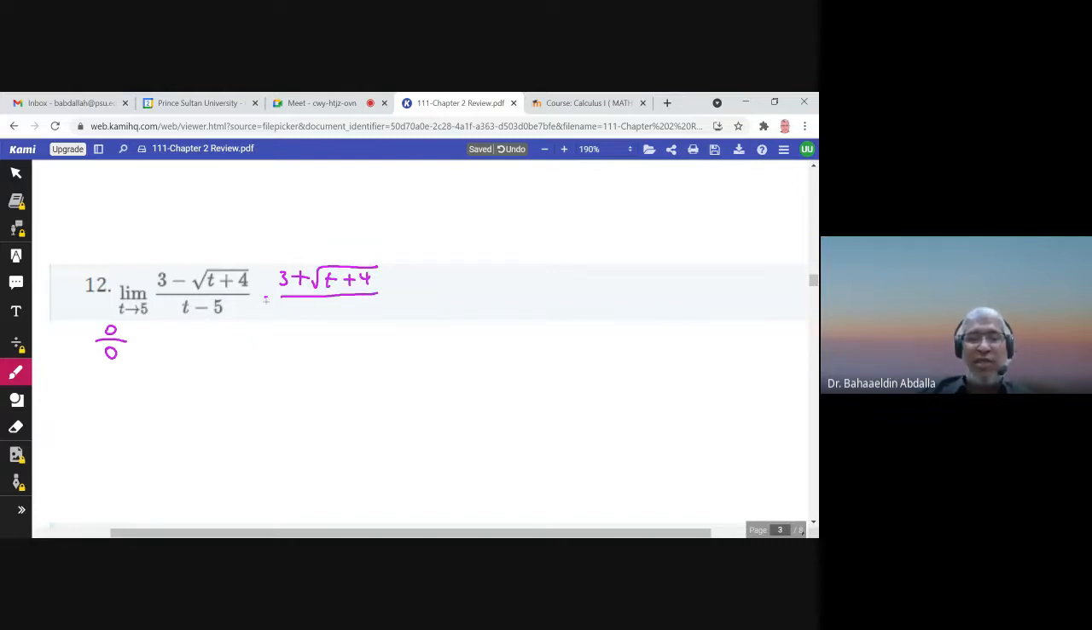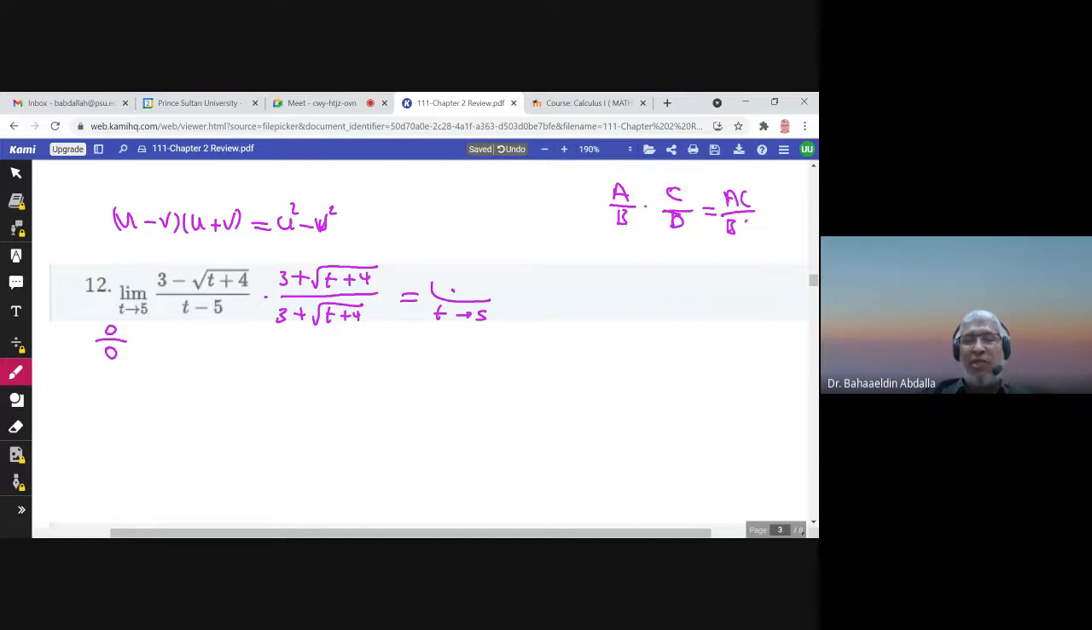Well, the conjugate, you change the negative in between to plus because again, we need to use the difference of two squares formula. If you multiply u minus v times u plus v, you get u square minus v square. And when you square, you get rid of the square root. So let us multiply, and we multiply fractions like this: a times c over b times d.